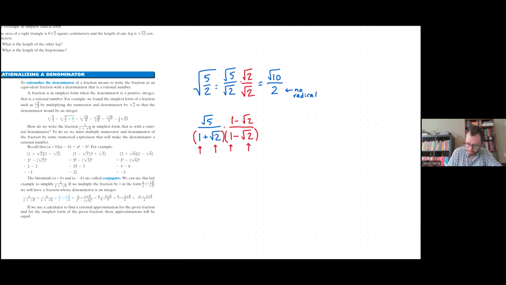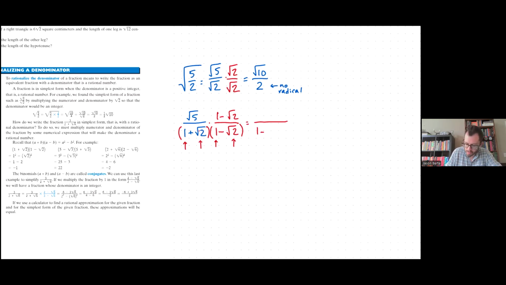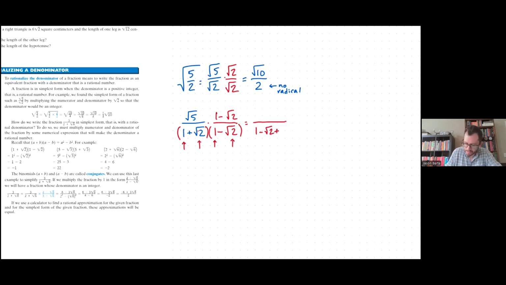We'll get 1, minus the square root of 2, plus the square root of 2, minus 2. Hopefully you can see I just FOILed those four out. And what happens is the two middle terms will cancel, leaving us with 1 minus 2, which of course is just negative 1. Now we have no radical in the denominator.